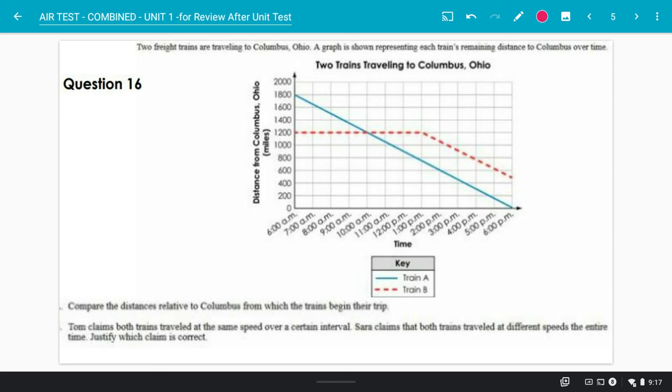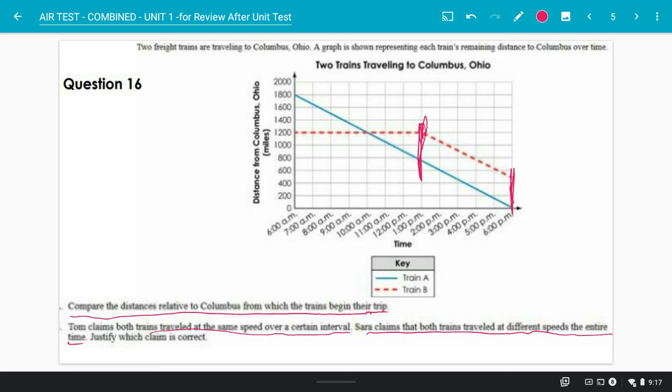Yes? Okay. Let's go to what the question says. Compare the distances relative to Columbus from which the trains begin their trip. Tom claims that both trains traveled at the same speed over a certain interval. Is Tom right? They did, like from here to here, they were traveling the same speed, weren't they? Okay. Sarah claims that both the trains traveled at different speeds the entire time.